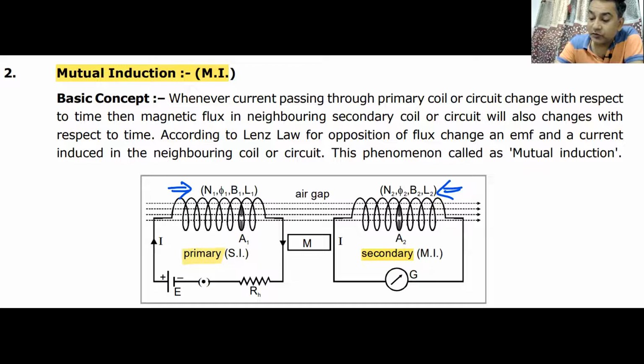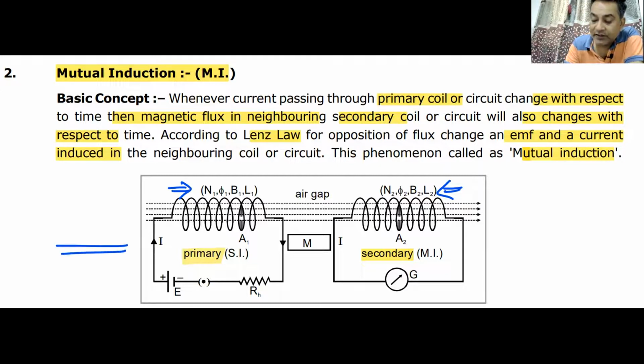Now what we are going to do here is, I am going to pass current in the primary coil and change it with time. When the current in the primary coil changes with time, then magnetic flux in the secondary coil will also change with time. According to Lenz's law, this will induce an EMF, and this induced EMF will try to oppose the current in the primary. This phenomenon is known as mutual inductance.